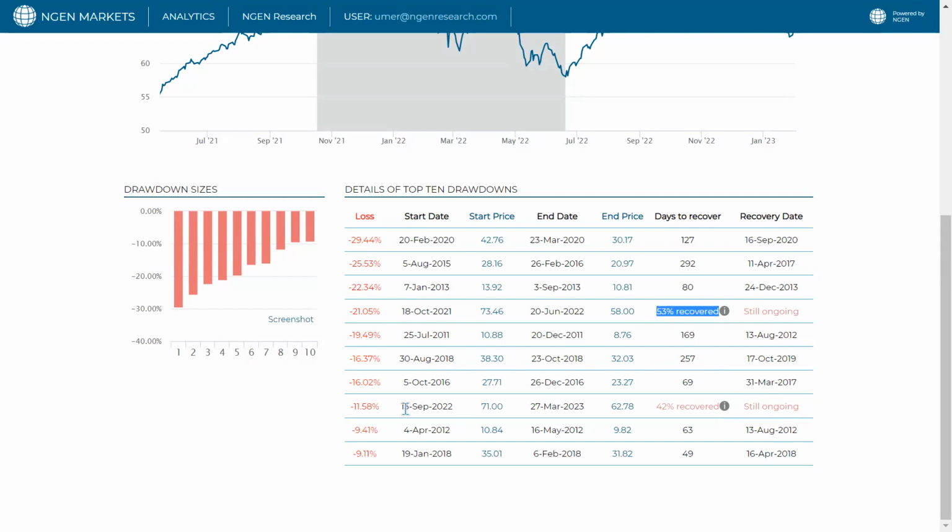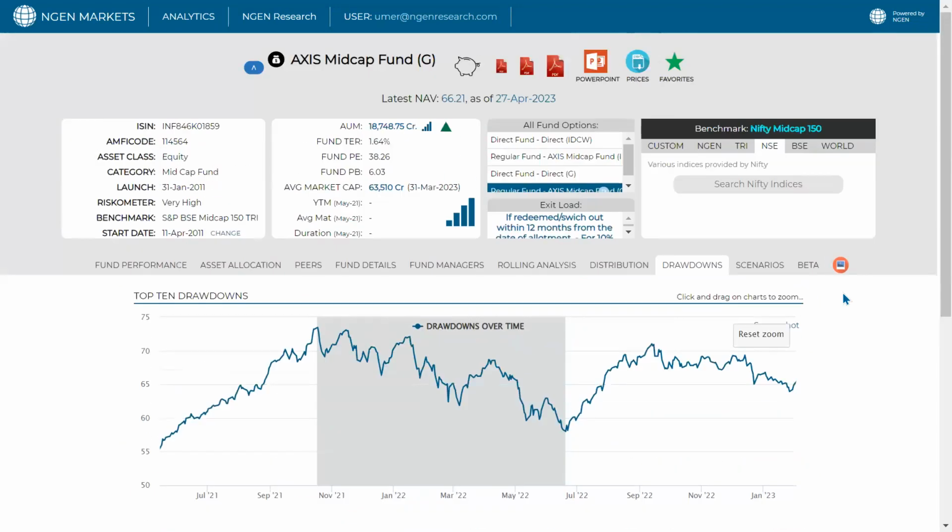It's still 53% recovered, and it's still ongoing. Whereas there is another loss, a very current one, which is in 2022 till March 2023, and it is 42% recovered. It is still ongoing as well. So there are two losses for this particular fund which are still ongoing and still recovering, right?